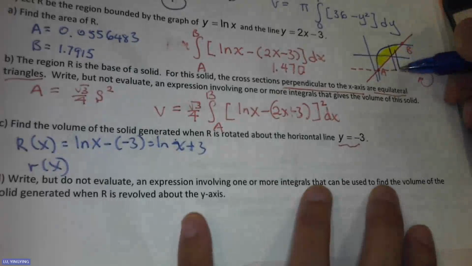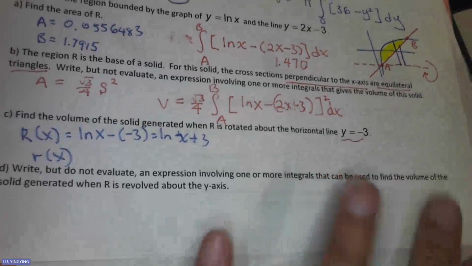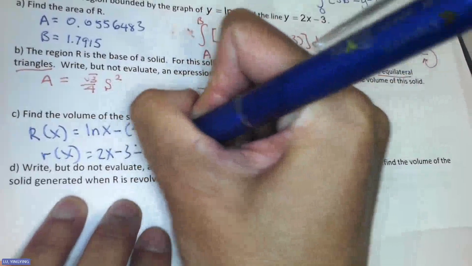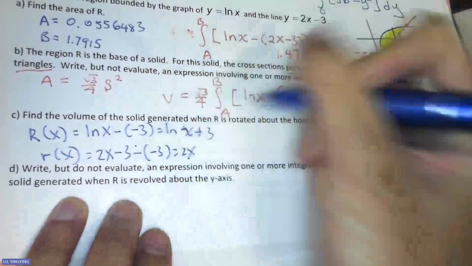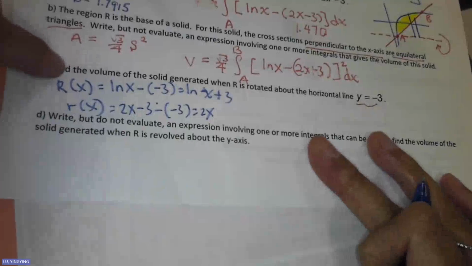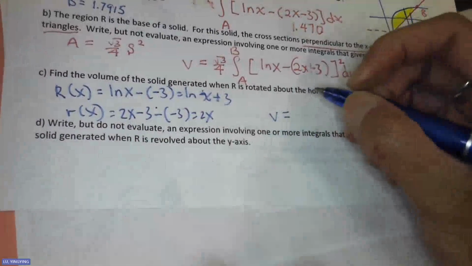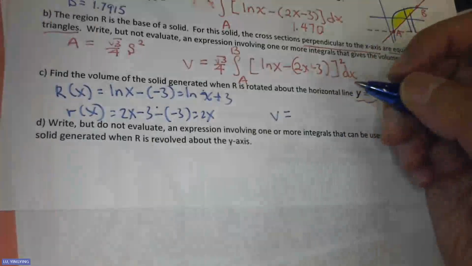Minus. So it should be just 2x. Yeah, good. 2x minus 3 subtract -3. That's just 2x. So now again, if you write r of x and an r of x like this, you can just write the notation on the FRQ.